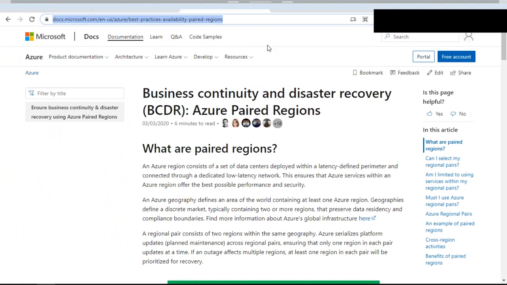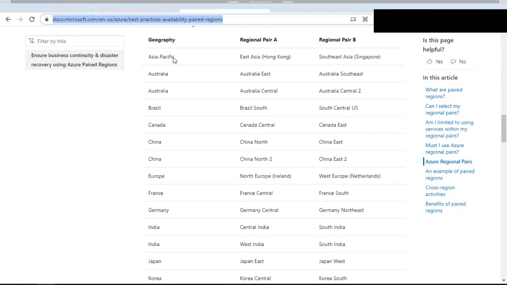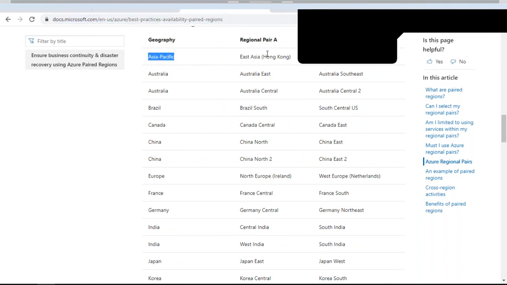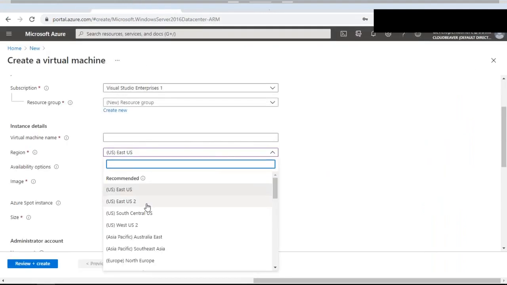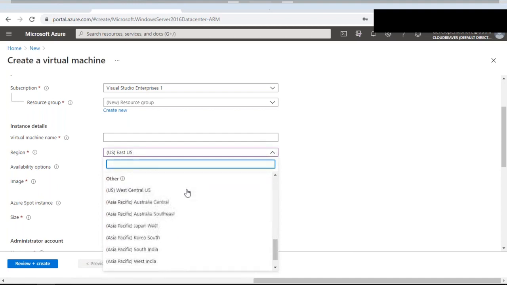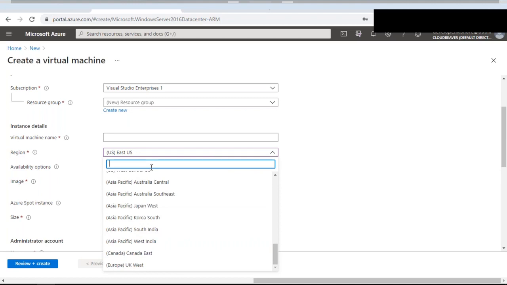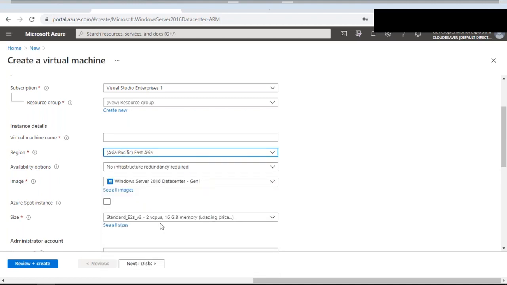So they have something called business continuity and disaster recovery, which has a regional pair. See, Asia Pacific is a geography, and when I create a VM, let's say I select East Asia. I say my VM is going to get created in East Asia because my customers are in East Asia. So I want to ensure that the application will be hosted in East Asia, so it will reduce the latency for my customers. That's the business process you think about.